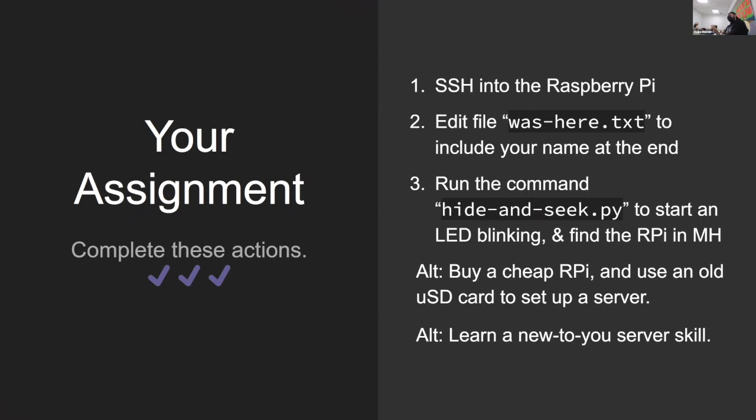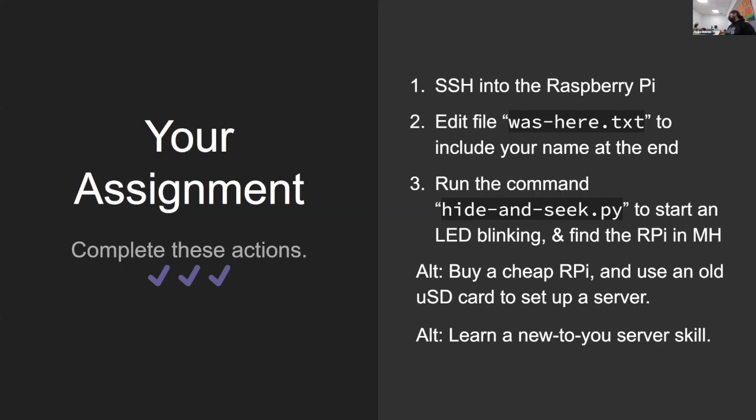Edit the file washere.txt to include your name at the end, and then run the command hideandseek.py, which is going to be python hideandseek.py to start an LED blinking. So once you get it up and running, you should be able to just do python hideandseek.py and it will start blinking. Which feels weird, but the practical upshot is that it starts blinking and it will be in MakeHaven somewhere. So it's like the nerdiest game of hide and seek this week, where you'll be able to get into the computer, send it a command to start blinking, and then go wander around the space looking for a little blinking blue LED.